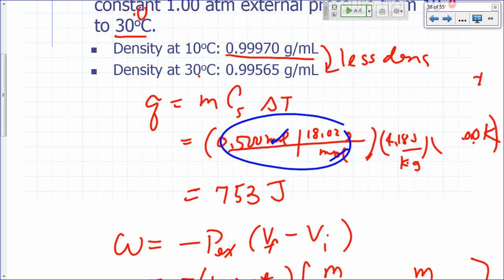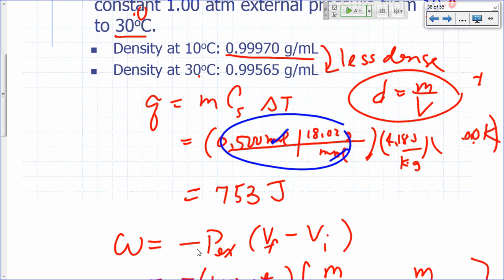Becomes less dense. So when something becomes less dense, that means density is mass over volume, right? When something becomes less dense, that means the volume has increased. Mass doesn't change, right? So the volume increases, water expands from 10 degrees Celsius to 30 degrees Celsius, so you have a negative work.